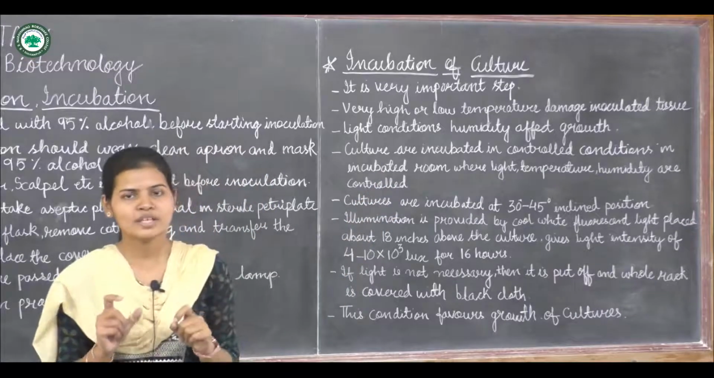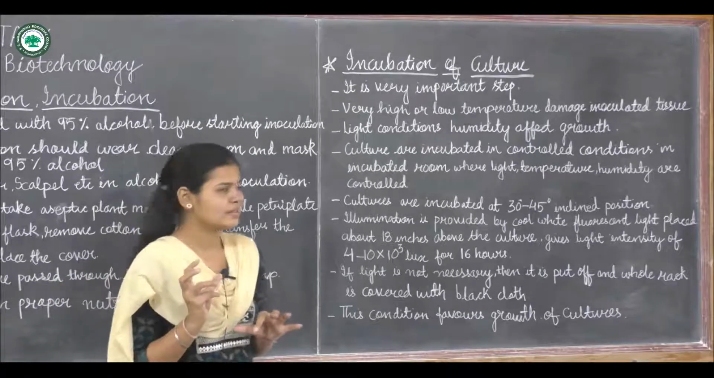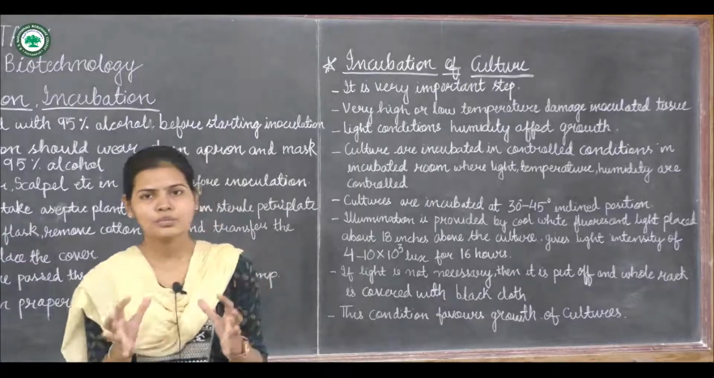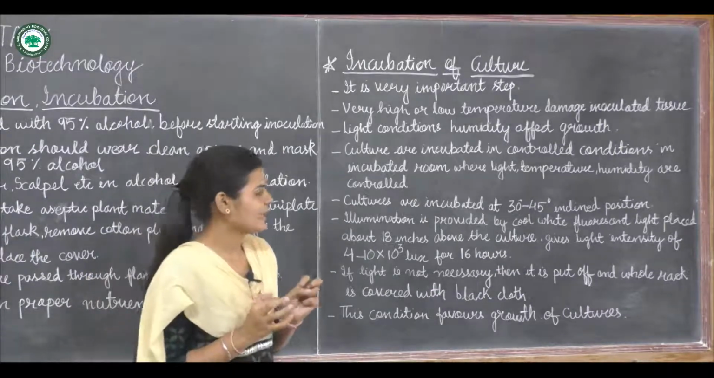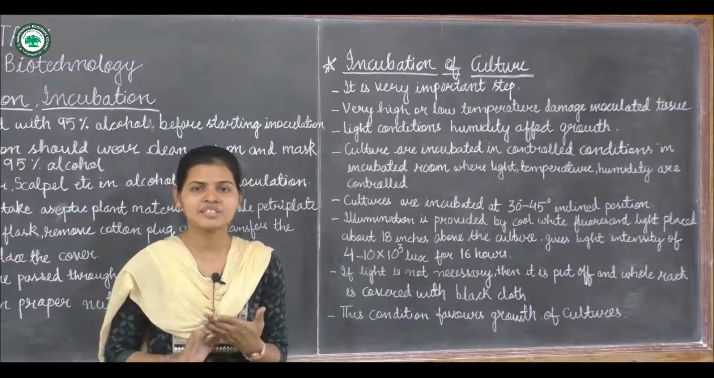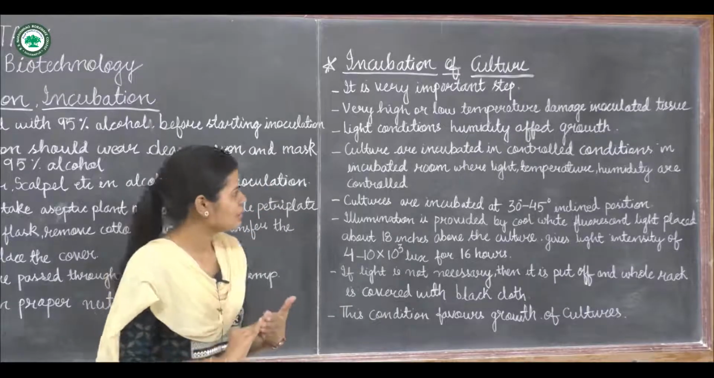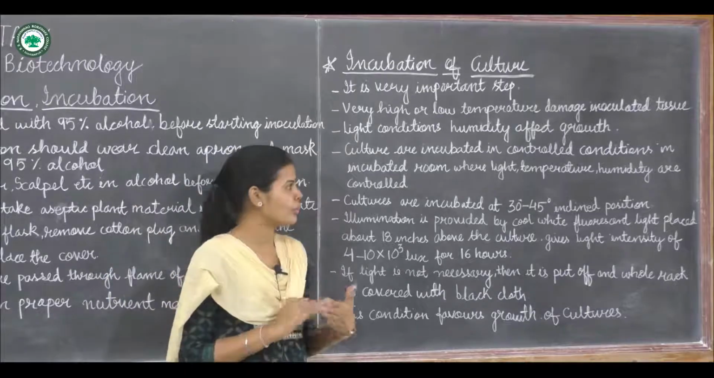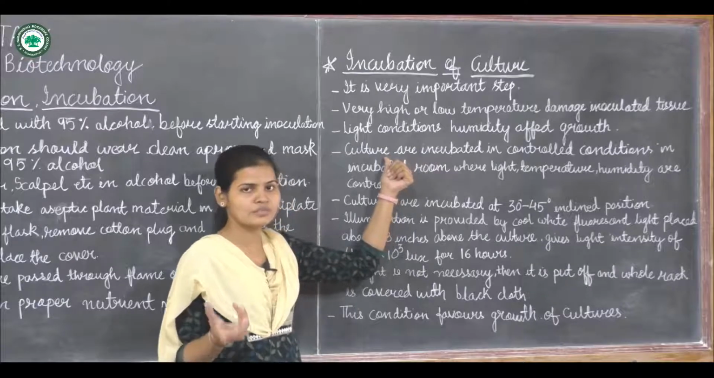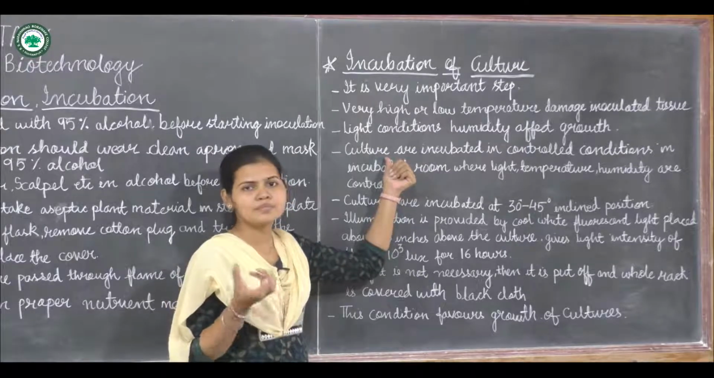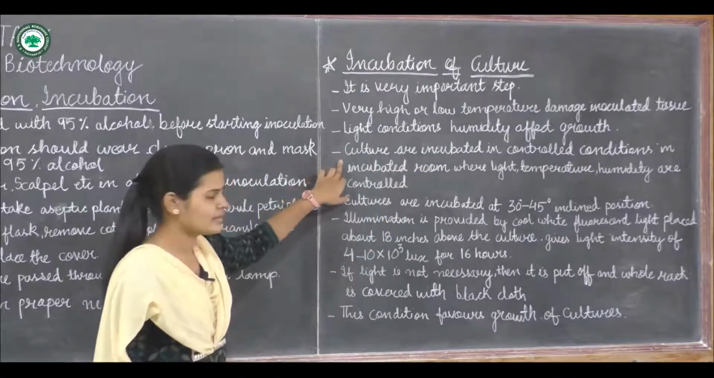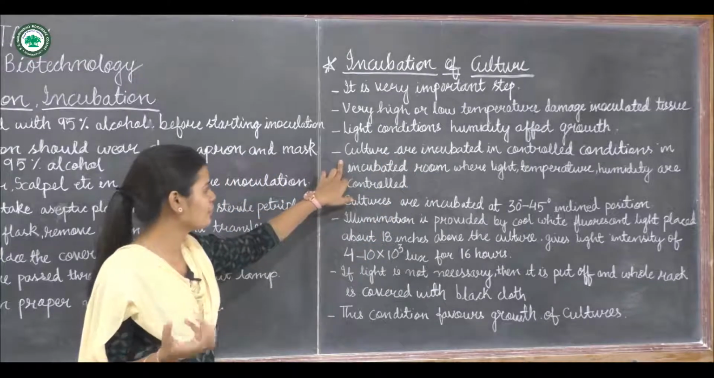So the inoculated explant should be placed in an incubation room, or we can say a room where all the conditions are controlled, that is light, temperature and humidity. In that we have to place the cultures. Our culture should be placed at optimum temperature, humidity and light. So this can be called an incubation room.